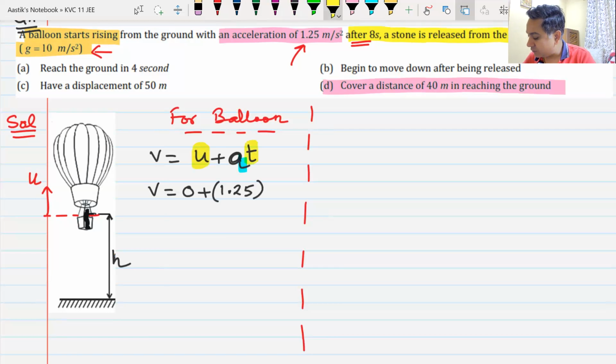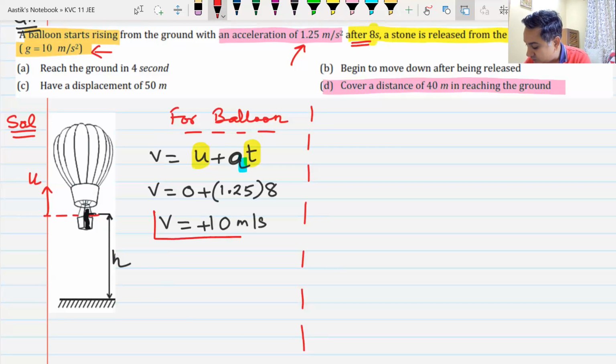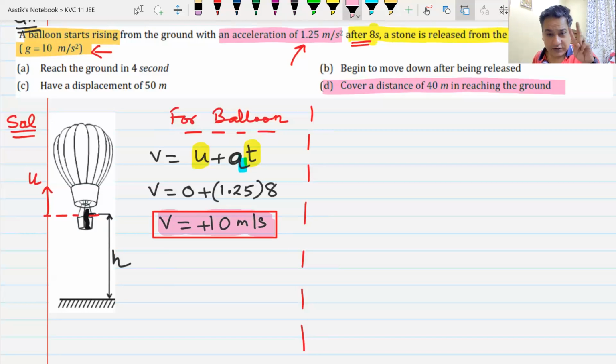What is the time for the balloon? 8 seconds, sir. So I put this value, I will get the value of V. How much is V I am getting? 10. Plus 10 or minus 10? Plus 10 because it is going up. Everything is positive. Now this V, which is the velocity of balloon after 8 seconds, is actually this U for the stone. Do we understand this?